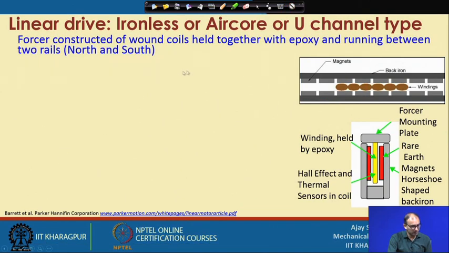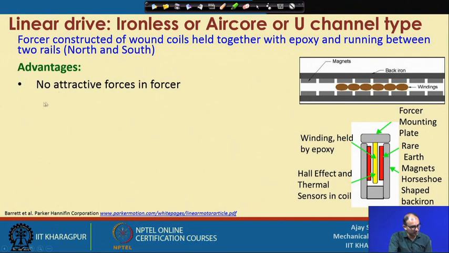So, how is this different? The forcers are constructed of wound coil held together with epoxy, running between the two rails, both the north and south in this particular case. In the earlier case, the whole thing was from top to down and only a single rail was there. So, that is the distinguishing feature from the earlier case.